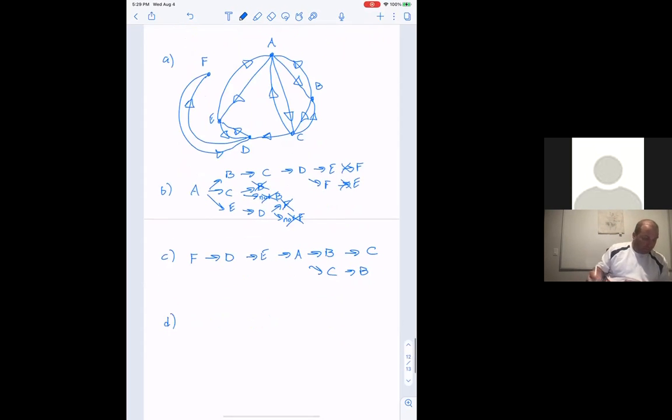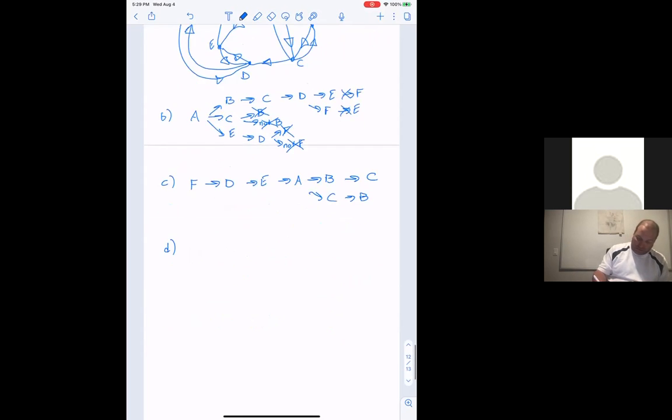Okay, part D. Construct a transition matrix for your graph. So it's going to be a 6 by 6, with rows and columns A, B, C, D, E, and F.